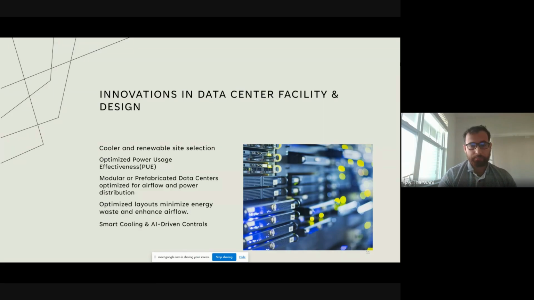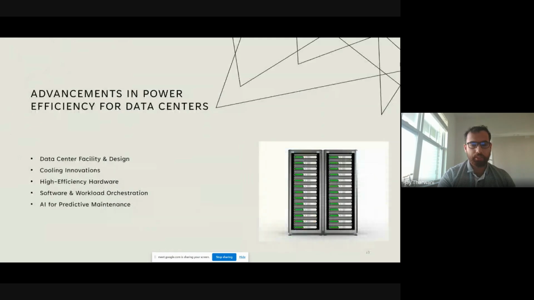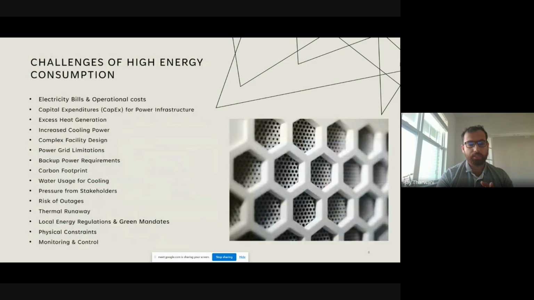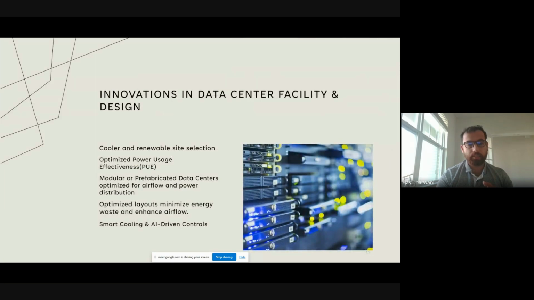And the other data center facility design optimizations have been modular and prefabricated data centers. The picture I showed you over here. They are fabricated in a factory and just shipped across, because they are optimized for airflow and power distribution. That helps you reduce the cooling impact, the cooling facilities which might be used in those data centers.